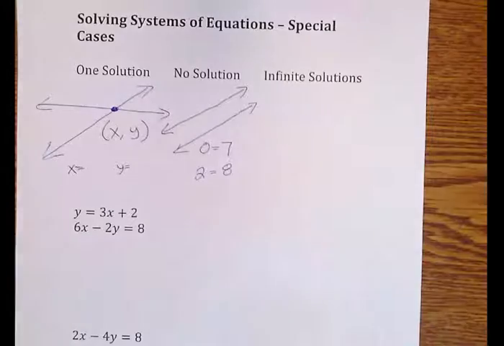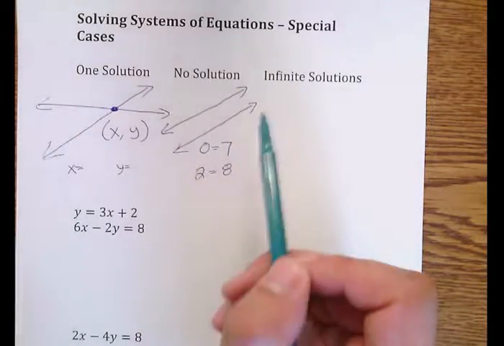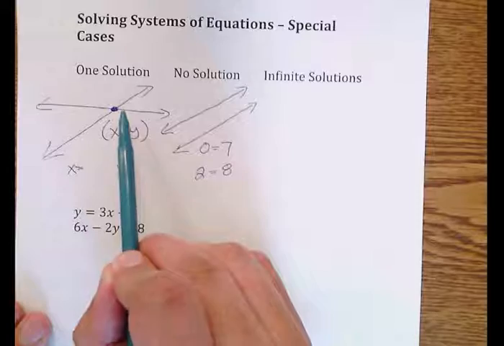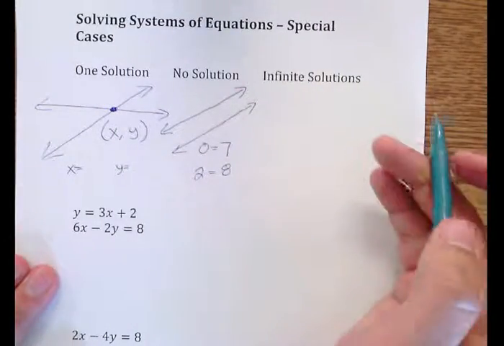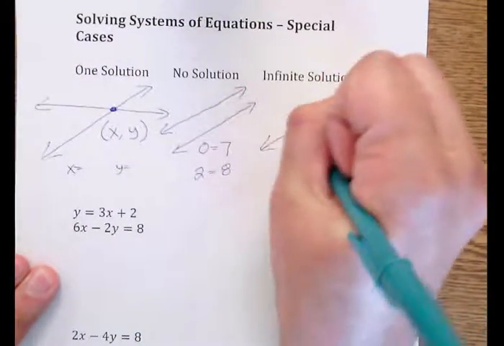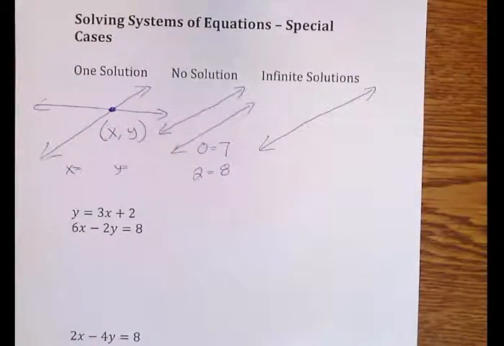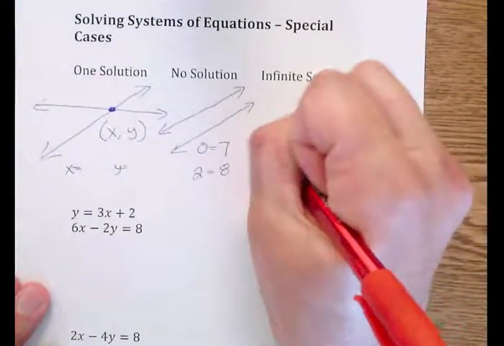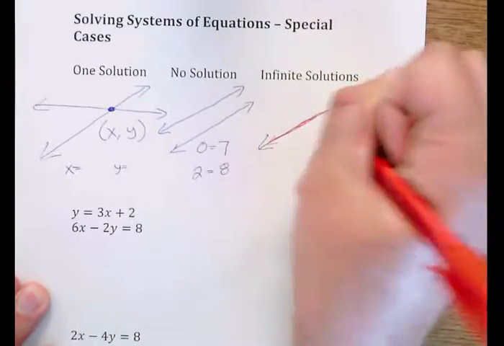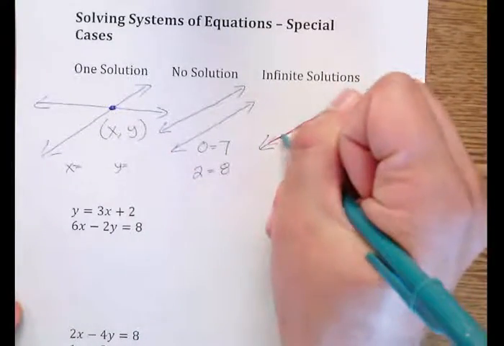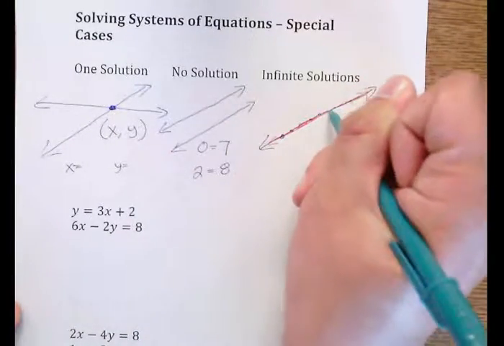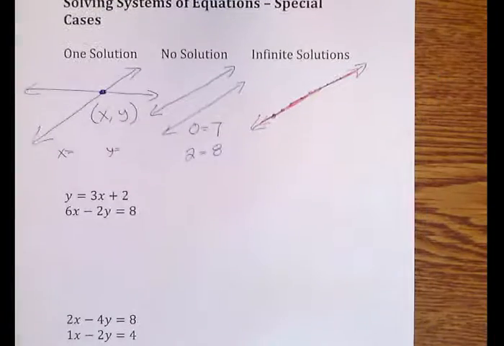Our final case we have to look at is infinite solutions. One solution is intersecting once. An infinite solution would mean we're intersecting an infinite amount of times. What that looks like is you have a line, and when you graph your second line in the system, it's going to fall right on top of the first line, so that everywhere it intersects, it intersects here, here, here, here. It intersects an infinite amount of times.